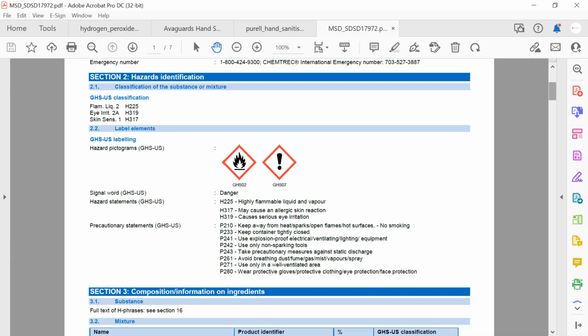It's flammable. It has the exclamation. It may cause an allergic skin reaction. It definitely causes serious eye irritation. They want you to keep it away from heat and sparks and hot surfaces. So don't store it outside, especially in Florida. They want you to only use it in a well-ventilated area, and they would like you to wear protective gloves, protective clothing, and eye protection and face protection, and avoid breathing in the vapors.